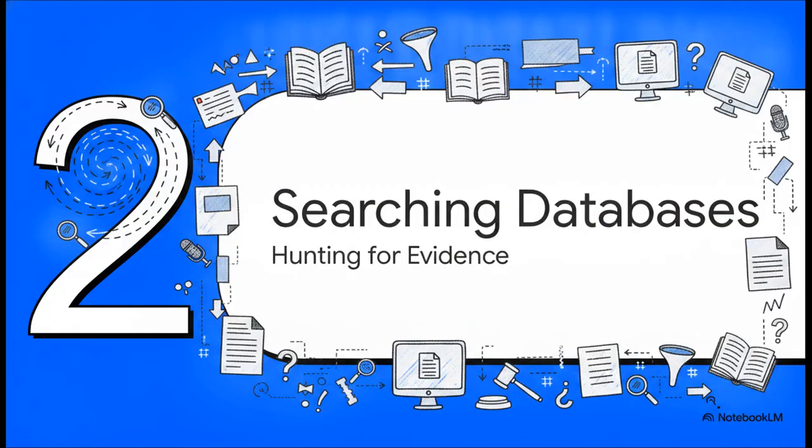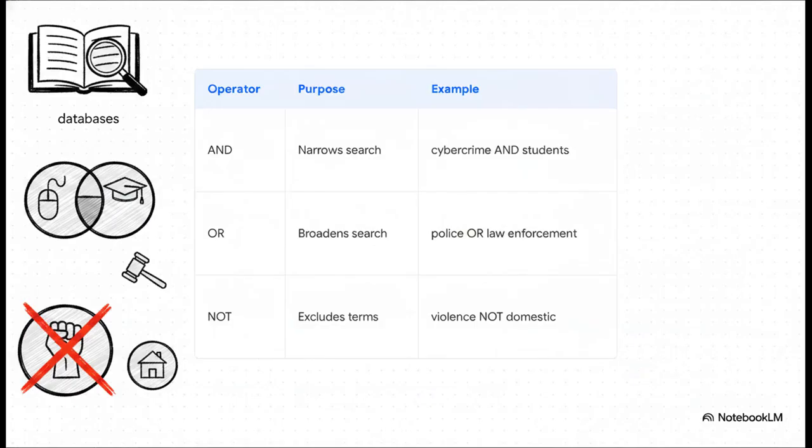Moving on to Section 2, hunting for academic evidence, searching the databases. So, to start gathering our primary sources, the first-hand original materials like interview transcripts or court decisions, and our secondary sources like review articles, the secret really lies in mastering the databases, places like Google Scholar, JSTOR, or ScienceDirect. And here is where you'll see just how powerful Boolean operators are. Think of these as the filters on your magnifying glass.